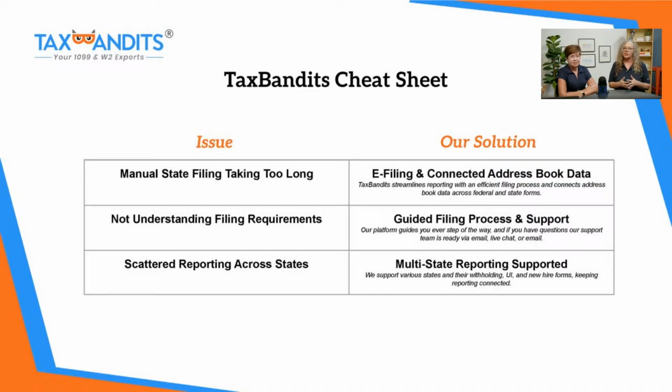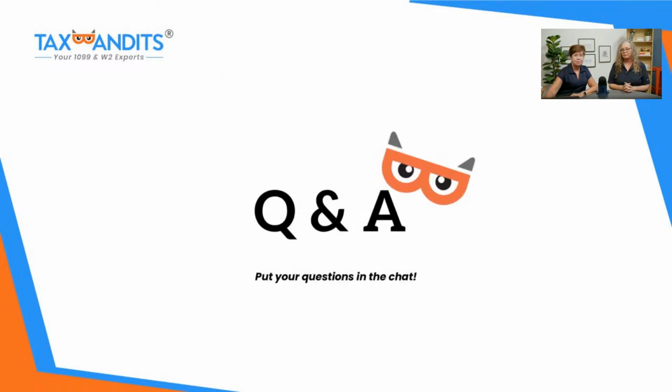Scattered reports across the states. If you have to file for multiple states, you don't want to have a singular sign-in for each state. In TaxBandits, you have one sign-in to your TaxBandits account. You go ahead and file your form for, let's say, Texas, New Jersey, Maine, Massachusetts. You file all these forms in one account with one email address and password. And then all the reports are in that one place too. You can go ahead and access those anytime you need them.